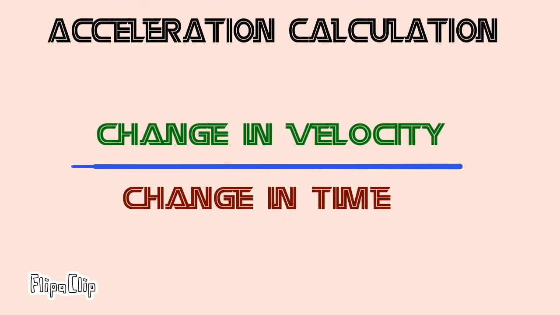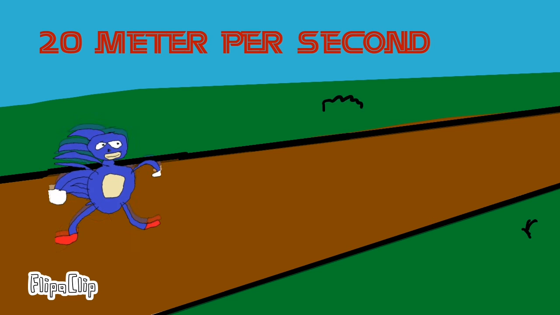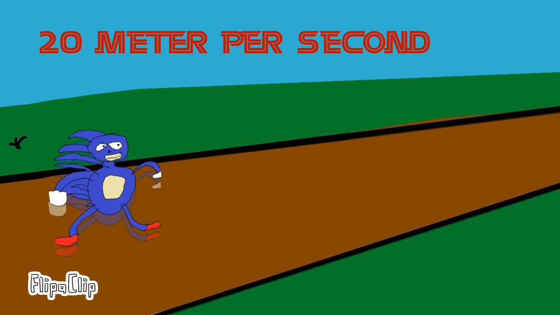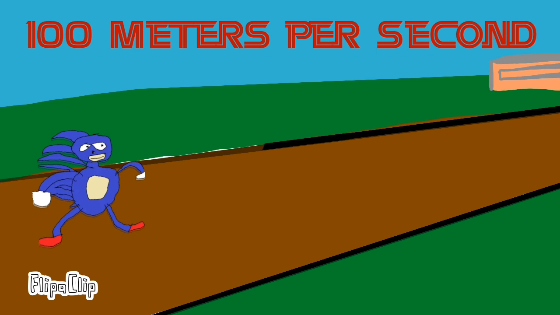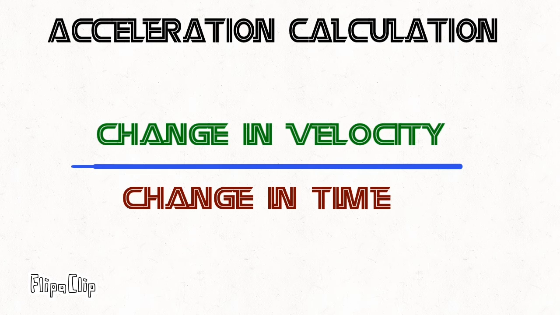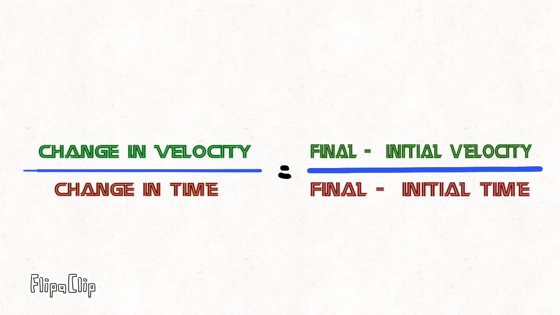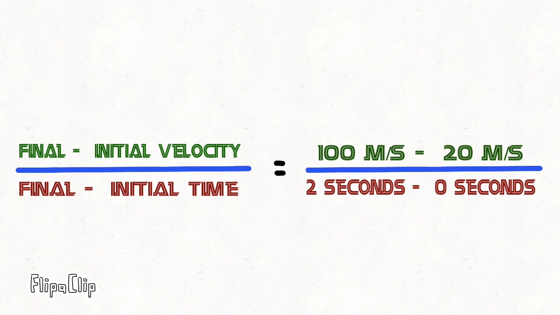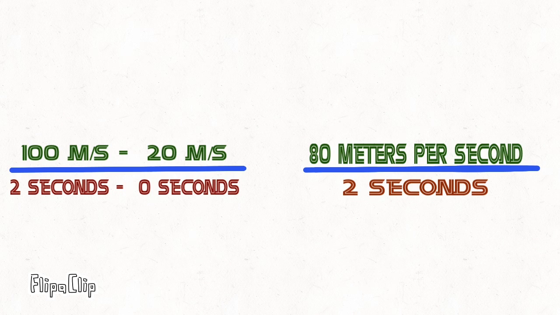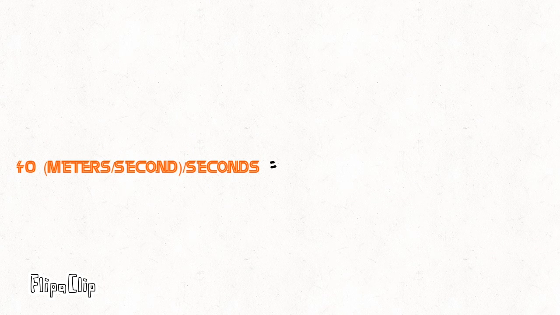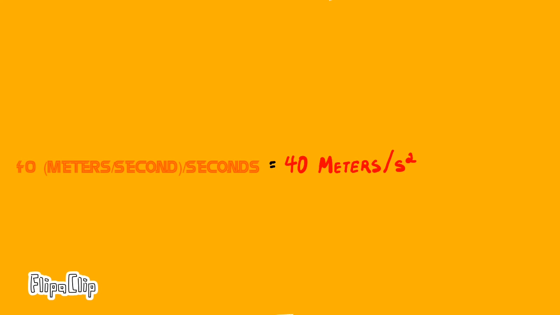Now, because acceleration is a change in velocity, it is calculated by finding how much the velocity of something changed over a period of time. Once you understand it, it's pretty simple. Say Sonic started at 20 meters per second running down the road, but then saw a restaurant ahead, so increased his velocity to 100 meters per second in just 2 seconds. So what would his acceleration be? To find the change in velocity, we would subtract his initial velocity from his final. Then we would divide that change by the change in time to find the acceleration. So for this situation, we would do 100 minus 20 all over 2 seconds. This gives us an acceleration of 40 meters per second divided by seconds. Or this can be rearranged as 40 meters per second squared.